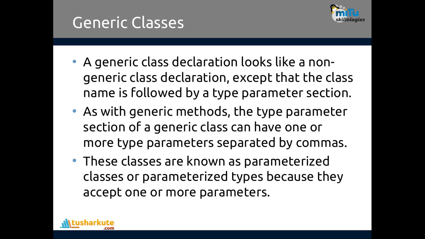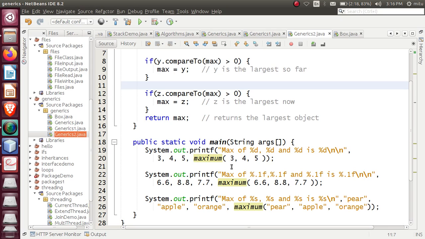Okay, so now let's go for the third way by which generics can be implemented, and that's what we call generic classes. In C++ also it is possible to create generic classes. A generic class declaration looks like a non-generic class declaration, except that the class name is followed by the type parameters section, which we have seen in angle brackets. As with generic methods, the type parameter section of a generic class can have one or more type parameters separated by commas. These classes are known as parameterized classes or parameterized types because they accept one or more parameters. Generic classes are used almost in the same way that you might have seen in the C++ programming language. So let's look at generic classes.